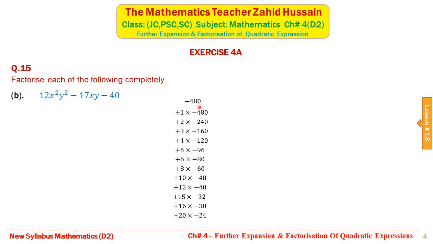Now from these pairs of factors we will find those two factors which when multiplied give you this, and when you add those two factors you will get minus 17. So these two numbers are 15 and minus 32, because when you add 15 and minus 32 you will get minus 17, and when you multiply these two numbers you will get minus 480.